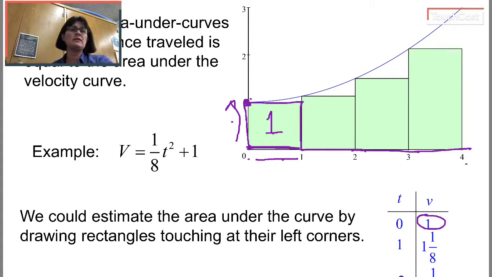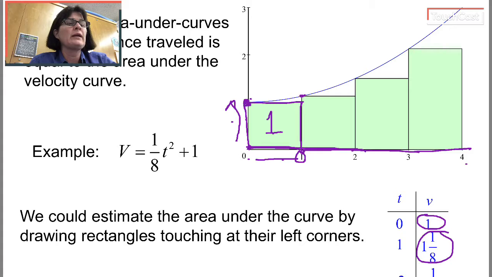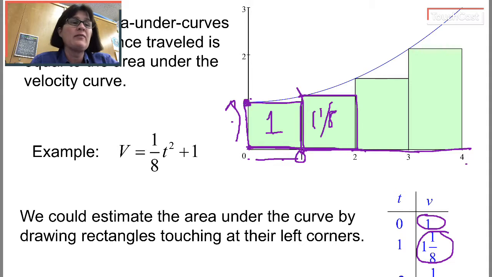My second rectangle, I want it to cover from time 1 to time 2. If my rectangles are going to touch at the left-hand corner, then I have to think of the left-hand side of the interval 1 to 2, which is 1. So I'm going to make my rectangle as tall as, essentially, v of 1. So what's the velocity when time is 1? I have that in my table here. It's 1 1/8. So can I figure out the area of this rectangle? It has a width of 1 and a height of 1 1/8, so 1 1/8 is the area of that rectangle.